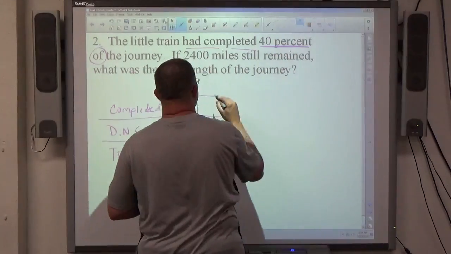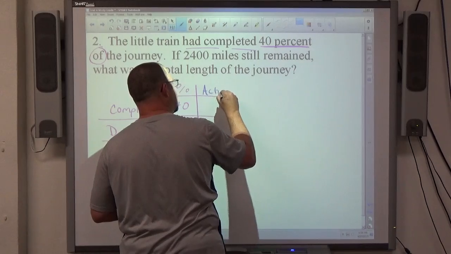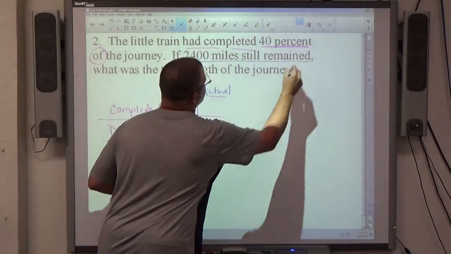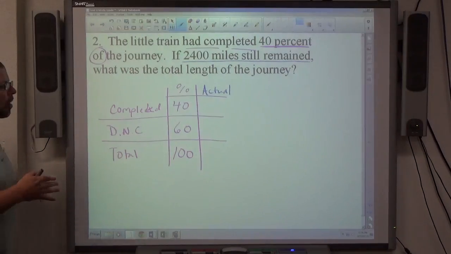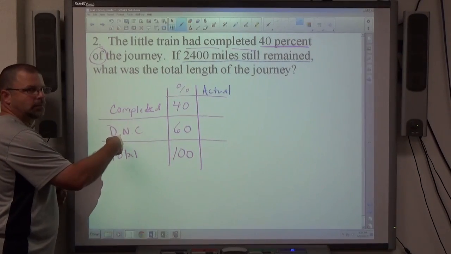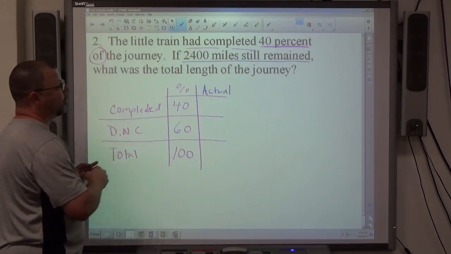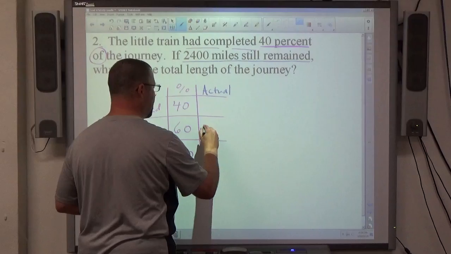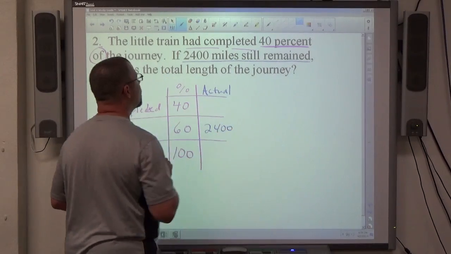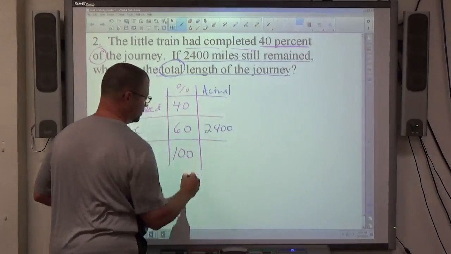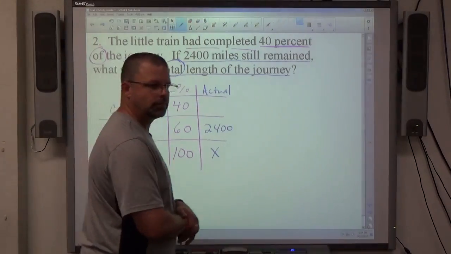Okay, continuing on. We have actual amounts. It says 2,400 miles still remained. So still remained represents what was not completed. What they completed is what's done. What they did not complete is what remained. So the actual number of miles still remaining is 2,400. And it says what was the total length of the journey. That's what they're asking us for.